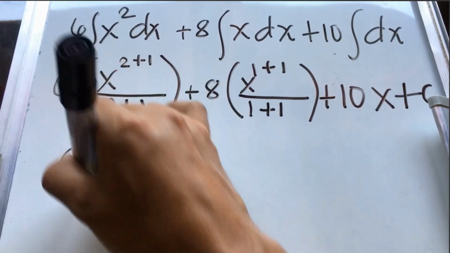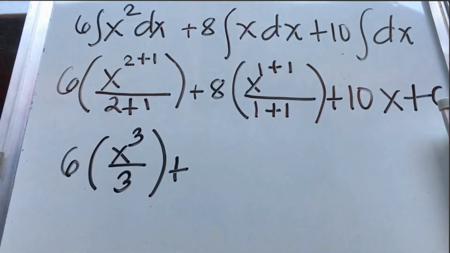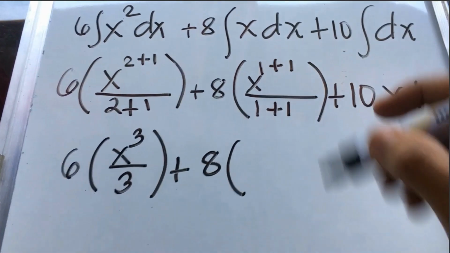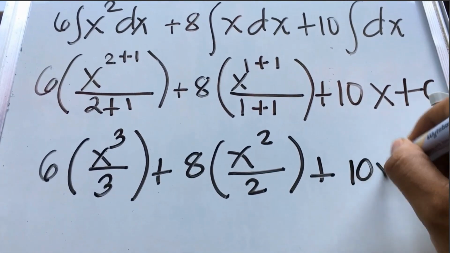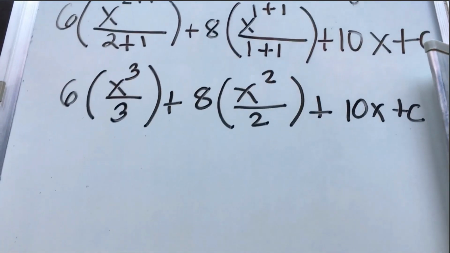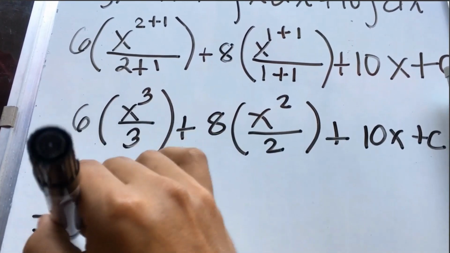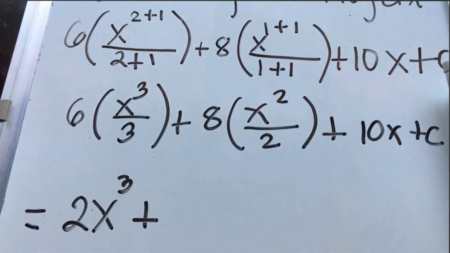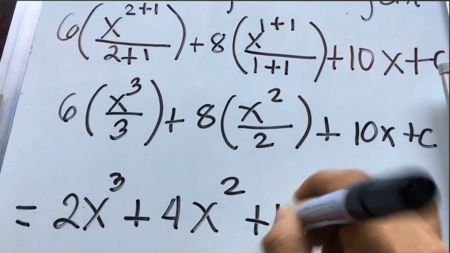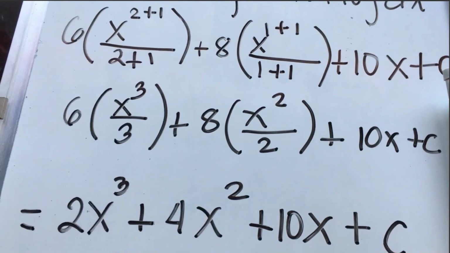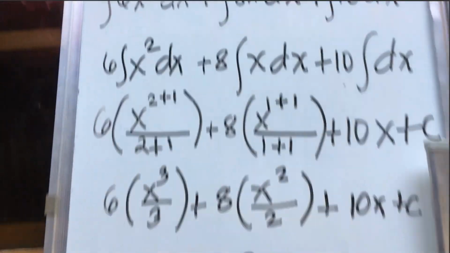6 times x raised to 2 plus 1, x cubed over 3, plus 8 times x raised to 1 plus 1, x squared over 2, plus 10x plus c. So, you have now your final answer. The integration of the given: 6 divided by 3 is 2 x cubed, plus 8 divided by 2 is 4 x squared, plus 10x plus c. So, from galing dito, ano yung process?